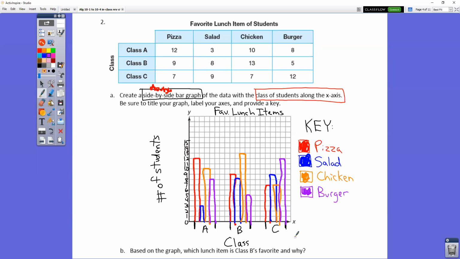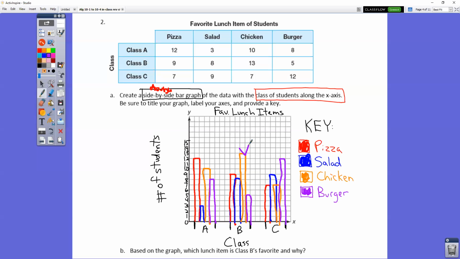And that would be my quadruple bar graph. All right, be very, very, very careful when you're drawing these. No spaces in between the bars. Based on the graph, which lunch item is Class B's favorite? Take a look at it. Which one is Class B's favorite?